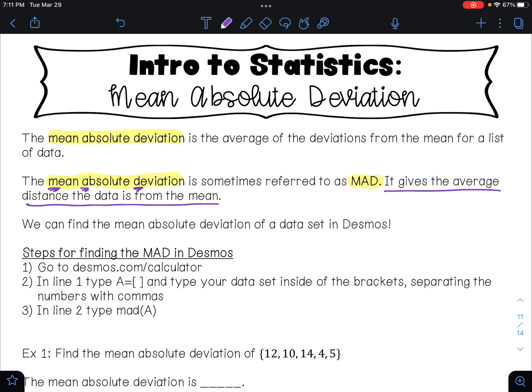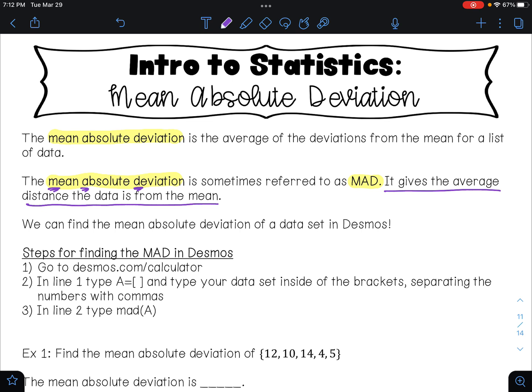So let me explain it this way. We just had a test. Let's say on that test, the average score was an 82. The mean absolute deviation would tell me, on average, how far away each one of your scores on the test was from the mean. So for example, if someone got an 84, their test was 2 away from the mean. If someone got a 70, their score was 12 away from the mean. If somebody got a 100, then their score was 18 away from the mean.